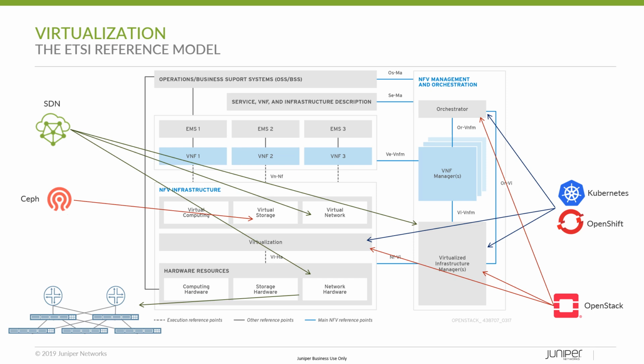VNFMs and VIMs are supervised by an orchestrator in a vertical layer called NFV MANO, Management and Orchestration. Virtualization systems such as OpenStack or Kubernetes cover the virtualization layer and the MANO layer. SDN acts as the virtual network layer of the NFVI stack and is part of the VIM. Ceph is an example of virtual storage. The hardware resources are physical servers for computing and storage, and routers and switches for the network hardware.